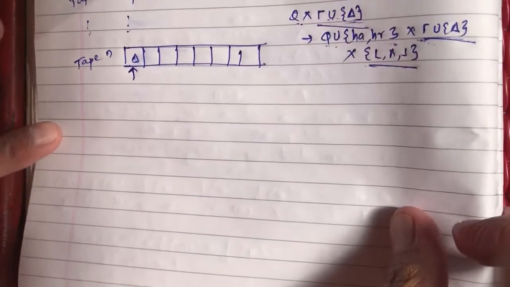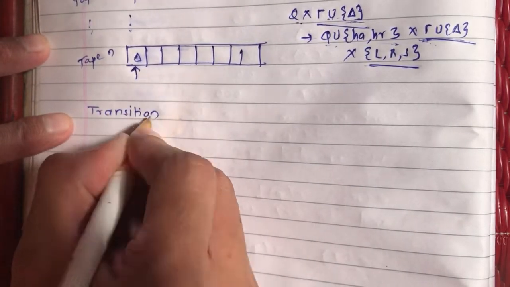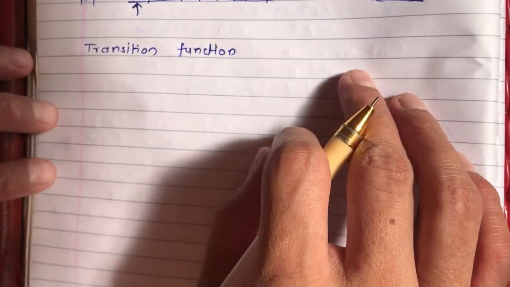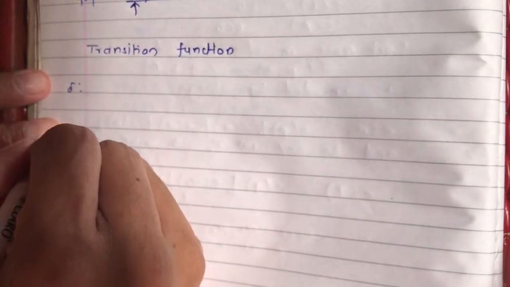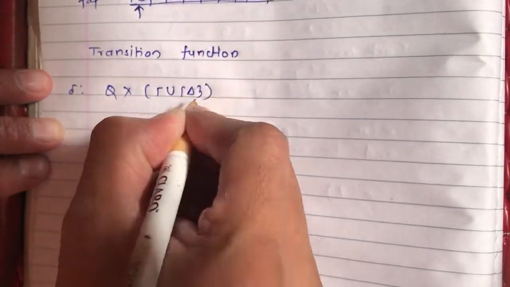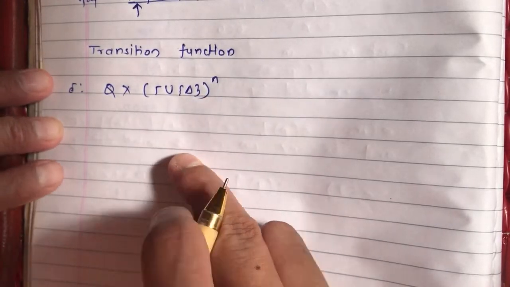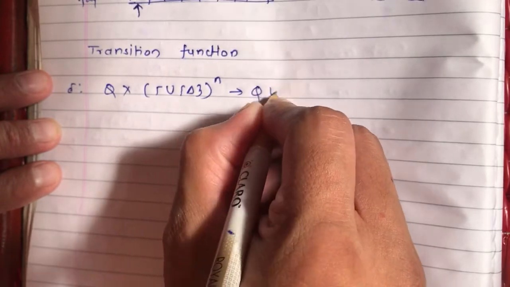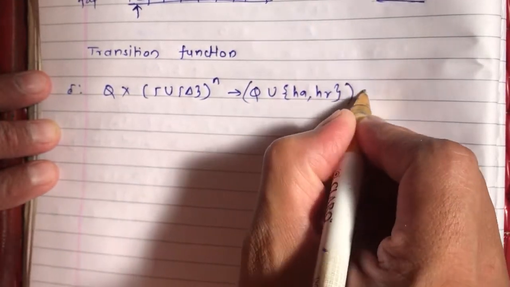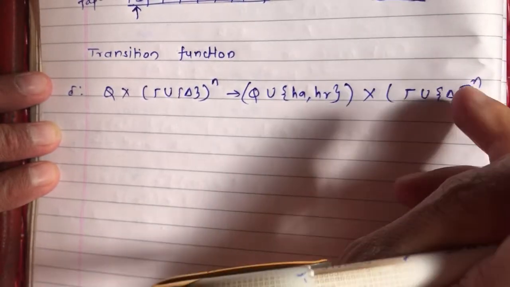So how do we write the transition function for a multi-tape Turing machine? The transition function for the multi-tape Turing machine is written as delta from Q Cartesian product with Σ union blank for n tapes. Usually we have this only for a single tape, but now this will be for n tapes, giving Q Cartesian product with Q union with HA or HR, Cartesian product with the tape actions that we are going to take for all the n tapes.